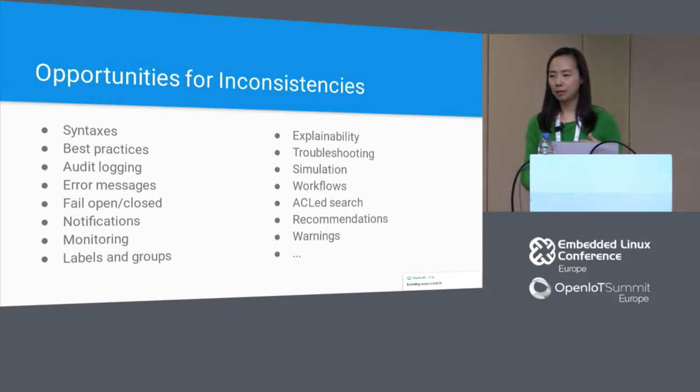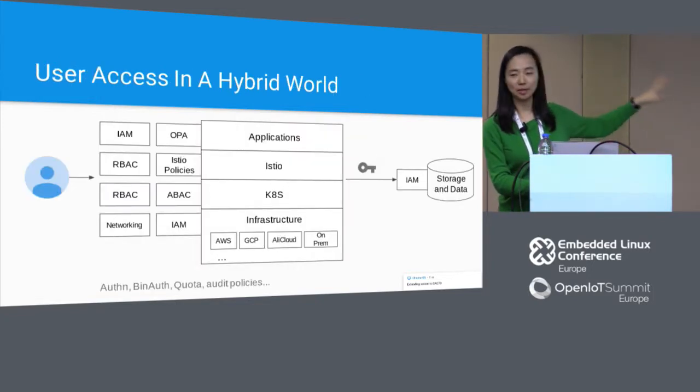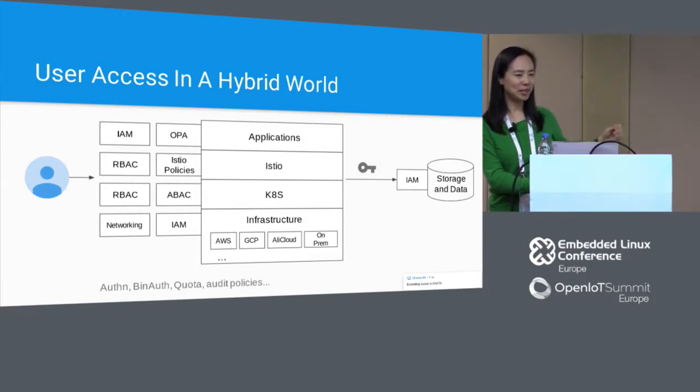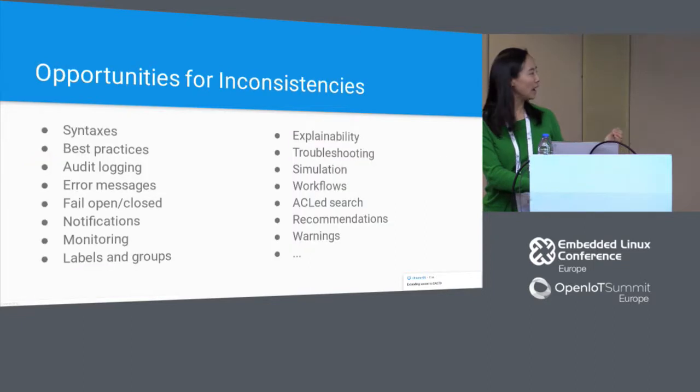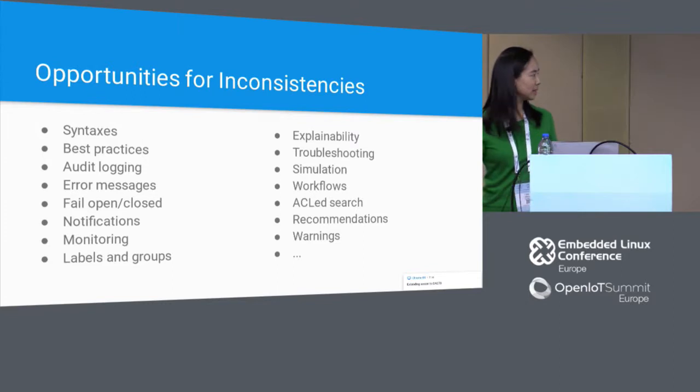So since we've got more than a dozen policies there, and in fact, when I listed those, as soon as I showed it to one of our engineers, he said, no, it's not a complete picture. You also need to think about authentication, binary authorization, quota, audit policies. There's no end to the list, right? So when we look across these more than a dozen different policies, we can see many opportunities for inconsistencies.